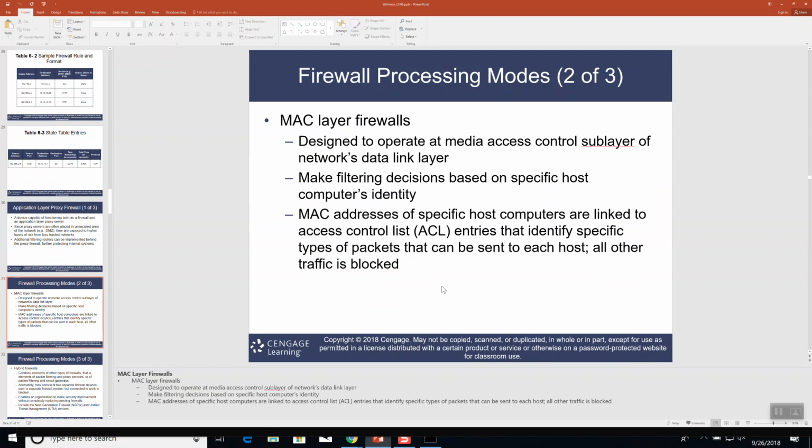MAC layer firewalls, designed to operate at the media access control sublayer of a network's data link layer, make filtering decisions based on the specific host computer's identity. We looked up our identity on our computers here, didn't we? Some of those we did. Remember the ipconfig /all and so forth. MAC addresses of specific host computers are linked to access control list entries that identify specific types of packets that can be sent to each host; all other traffic is blocked.